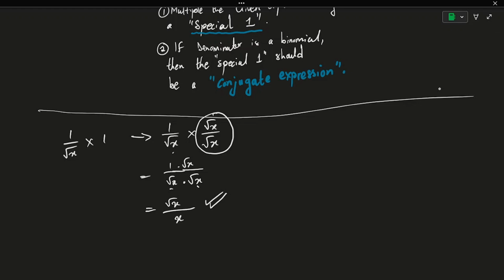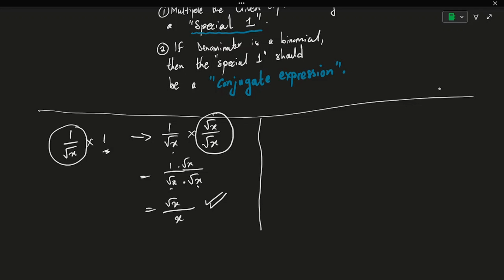So the idea was to multiply this expression by a special one. And how do you get that special one? You look at the denominator, and if it's just a single term, you take that denominator and divide it by itself, and that is your special one. And then you rationalize your denominator just by doing simple algebra. Right. Now, let's do another example.